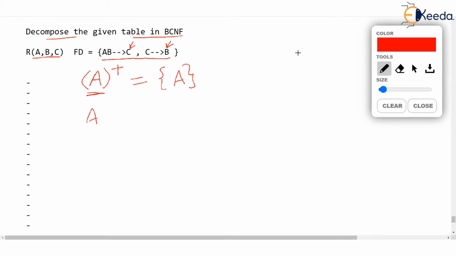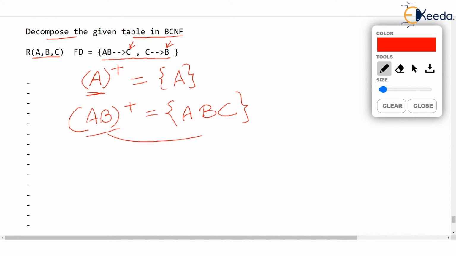Then let us find AB closure, and AB closure is going to contain AB, and AB will bring in C due to the first dependency. That's it. That means AB is able to determine all the attributes. So AB is the candidate key.